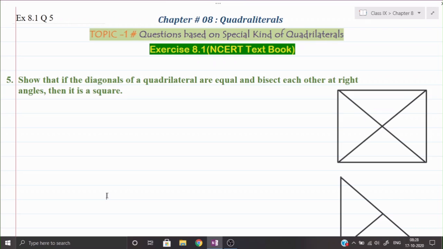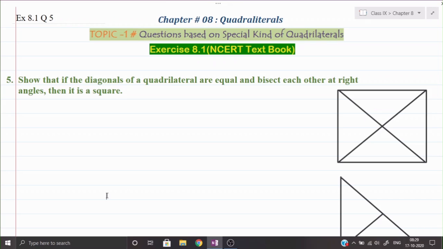Remember, we are given the property of the diagonals of the square, so we have to prove the properties of the sides and the angles. Basically, for any special kind of quadrilateral, the properties are divided into three kinds: one is about the sides, one about the angles, and one about the diagonals. For example, in a square, what is the property about the sides? All sides are equal, and the opposite sides are parallel. What about the angles? All angles are equal to 90 degrees. And about the diagonals? The diagonals are equal and they bisect each other at right angles.